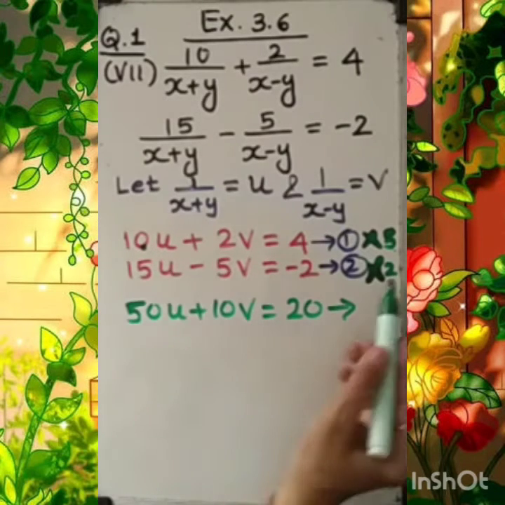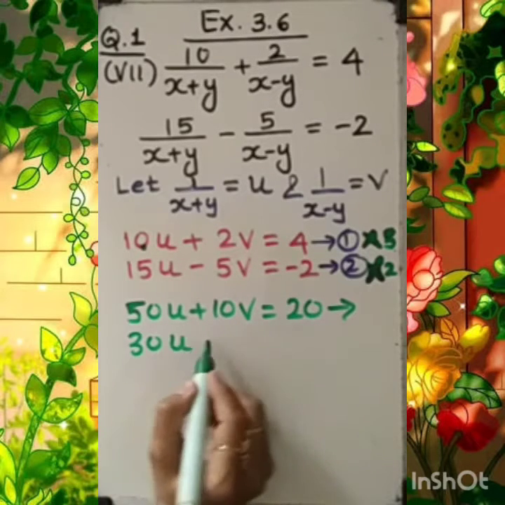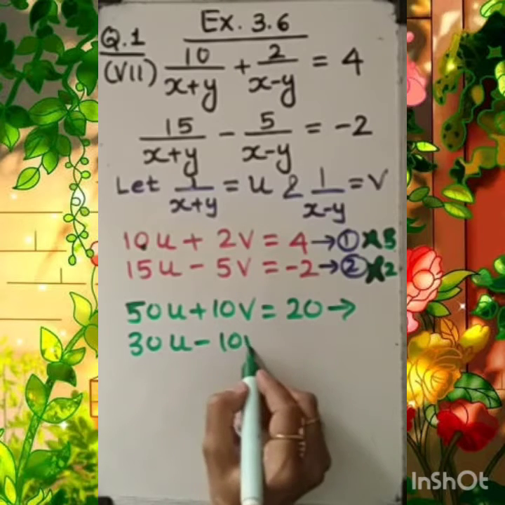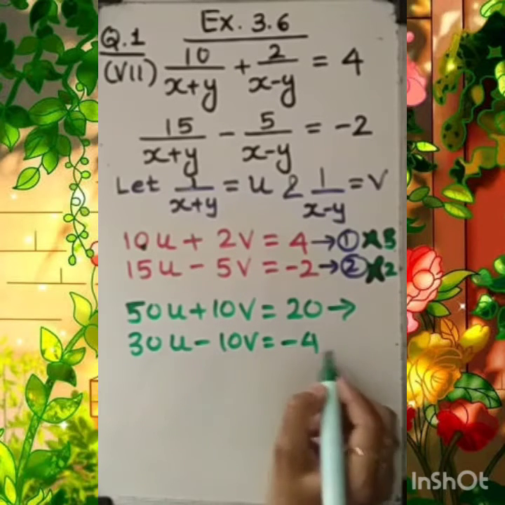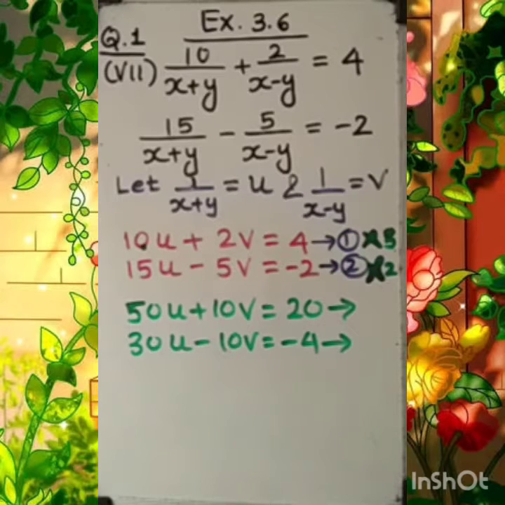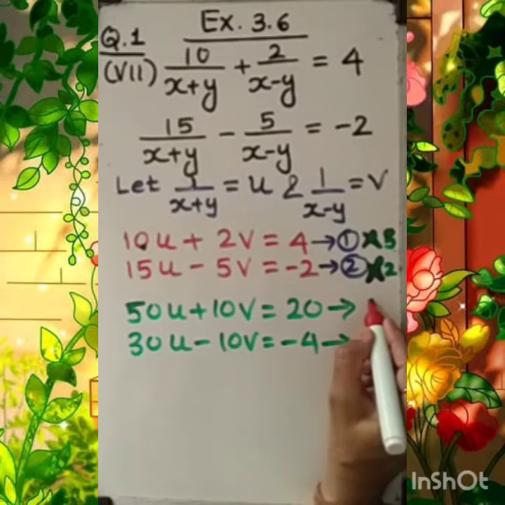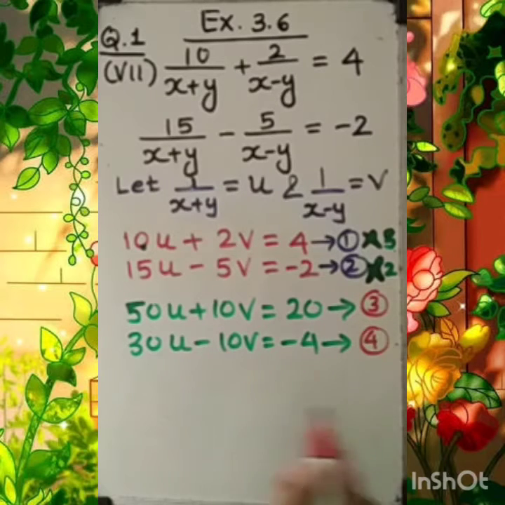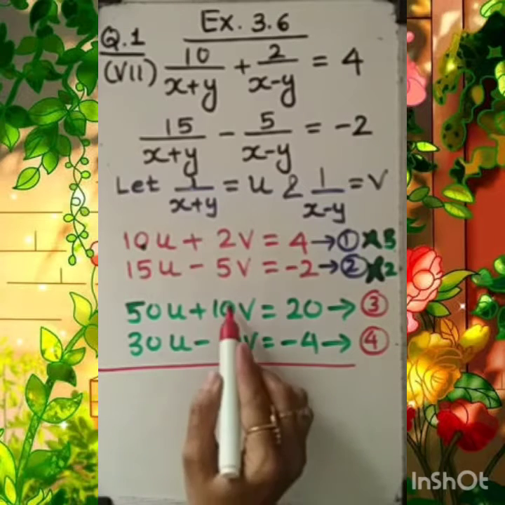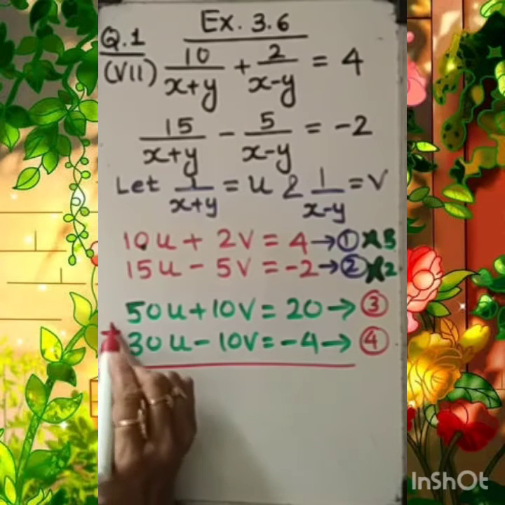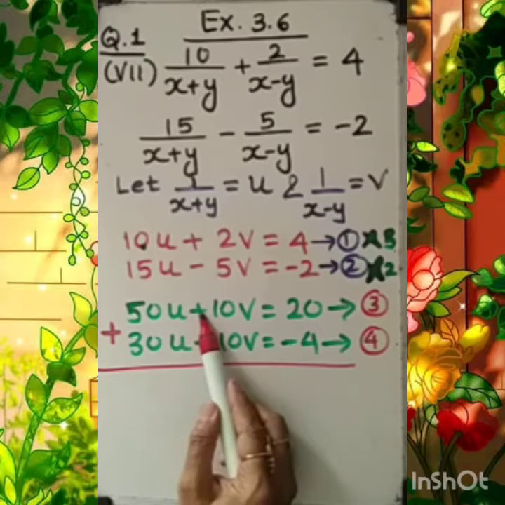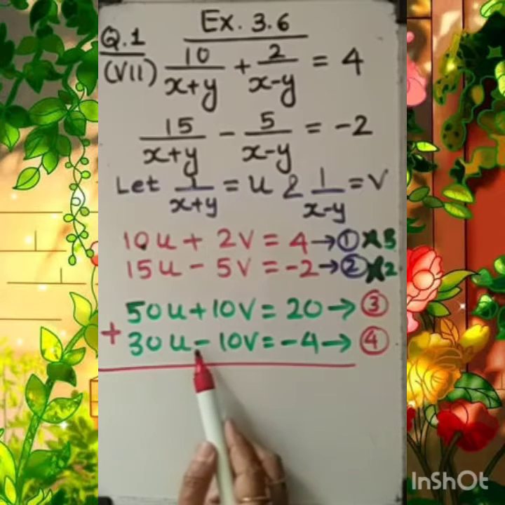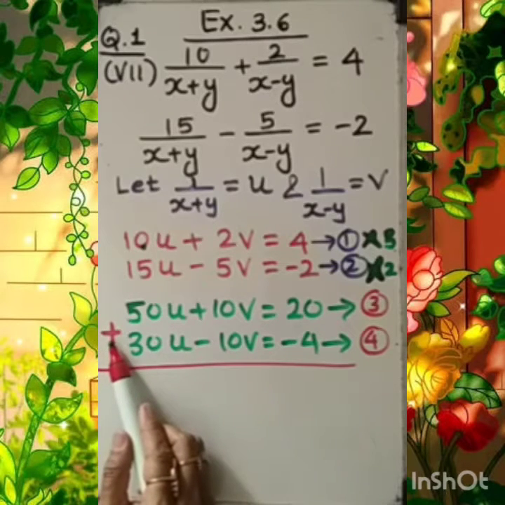Similarly, I am going to multiply this full equation by 2. 15 twos are 30, 5 twos are 10, 2 twos are 4. Let me call these equation number 3 and equation number 4. As you can see, we applied the elimination method. They are already in opposite sign, so we need to add. Remember students, whenever similar signs are given, we need to change the sign of one of the terms, so at that time we need to subtract.